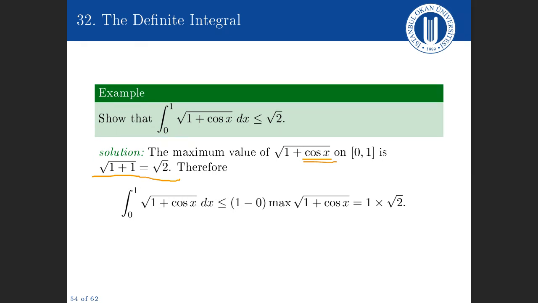Let me say that again. Because cos is always between -1 and 1, the biggest that this function, this integrand, could possibly be is the square root of 2. The theorem said a definite integral is always less than or equal to the width of the interval, so that's 1 minus 0, multiplied by the maximum value of the integrand. So that's just 1 multiplied by root 2, and we've done this question.